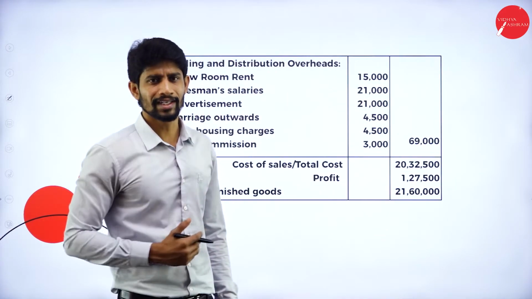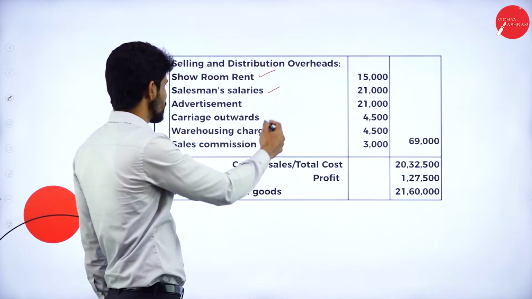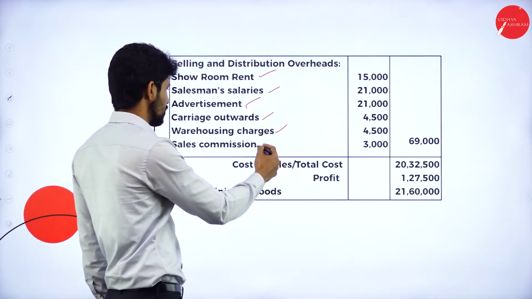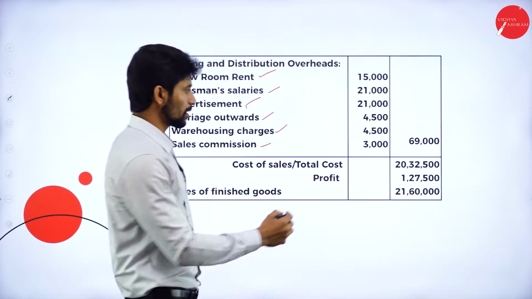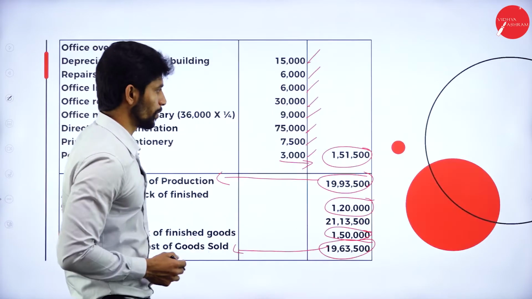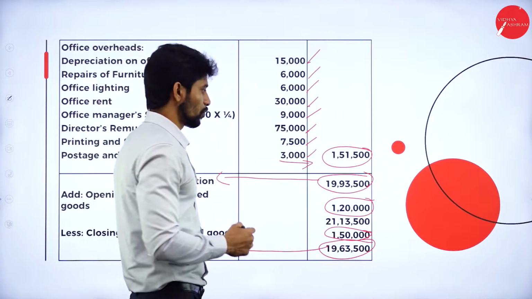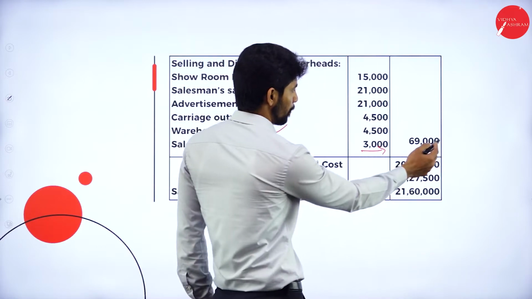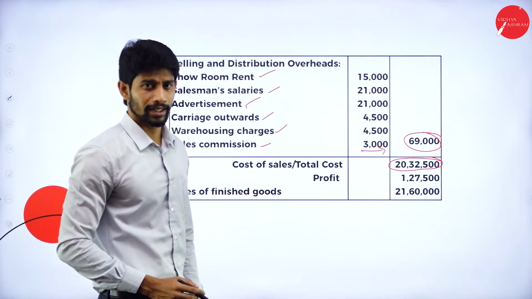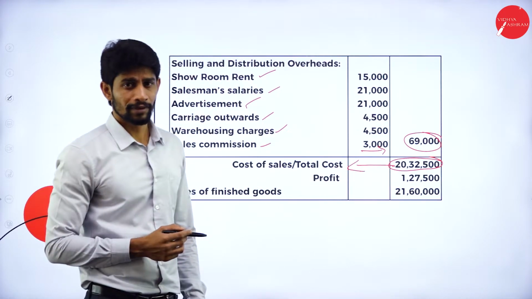Next, moving further, add selling and distribution overhead. So you are going to add the items which are relating to selling and distribution: showroom rent, salesman salary, advertisement, carriage outward, warehousing charges, sales commission. If you total this, you will get 69,000. So add that 69,000 rupees with this 19,63,500, you will get 20,32,500. This value is called total cost or cost of sales.